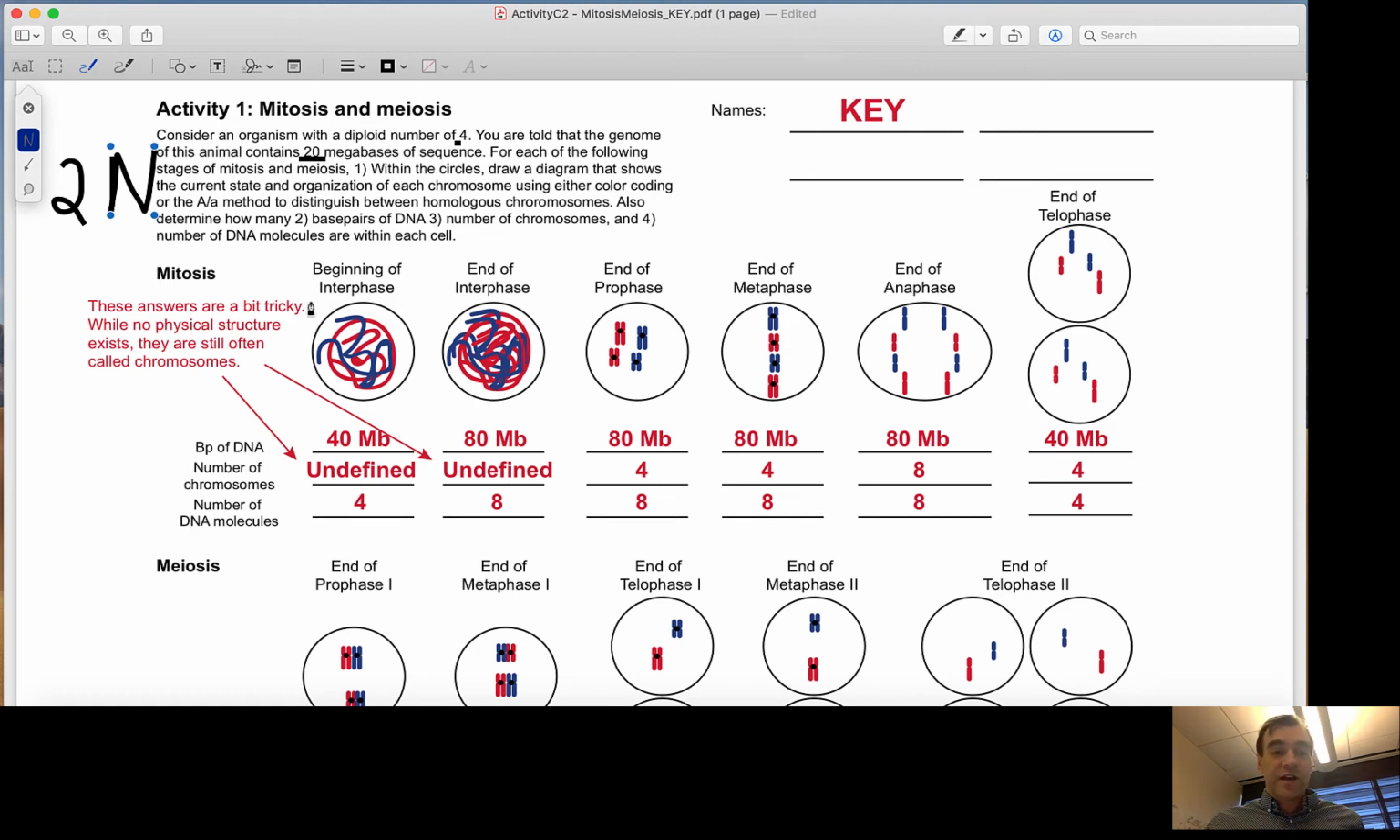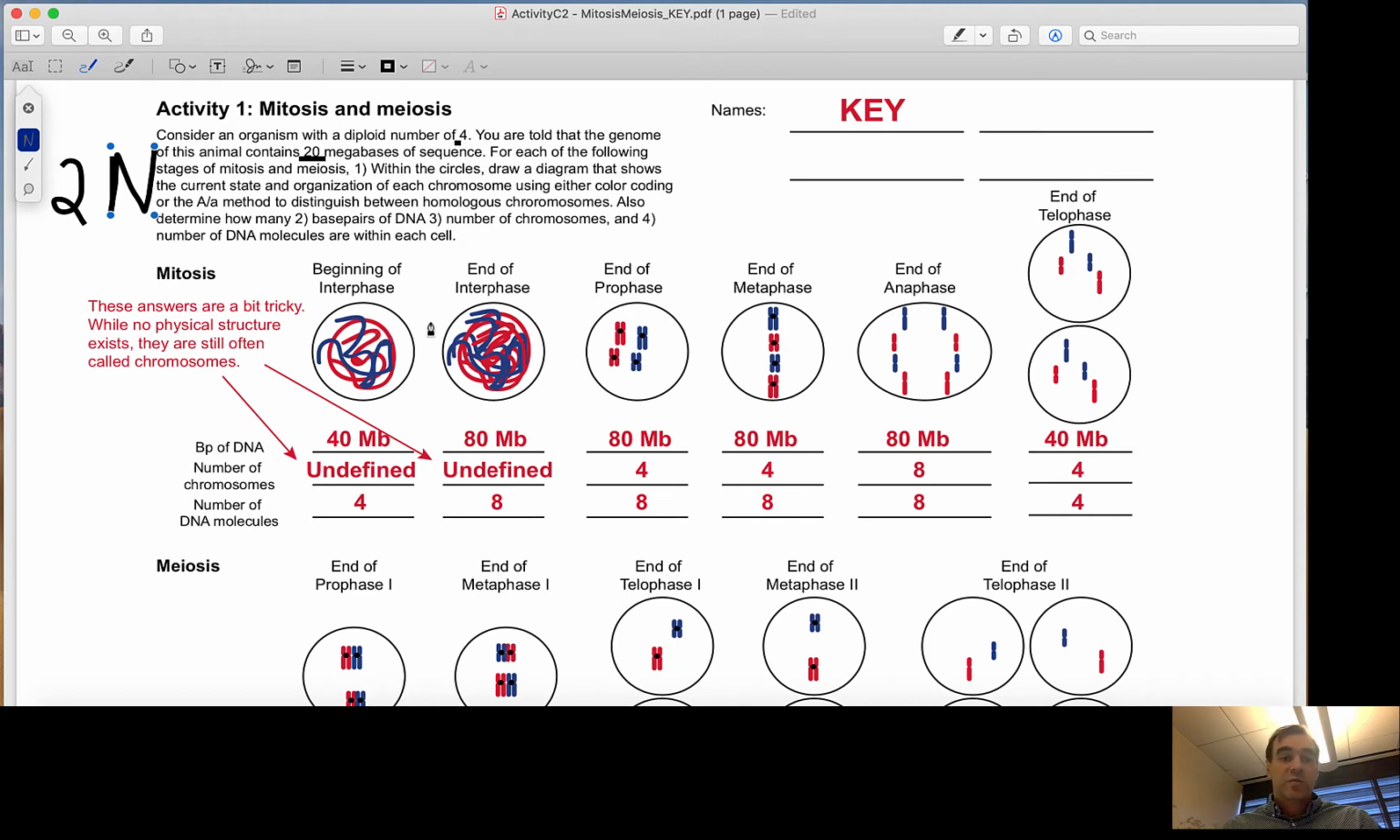So the first thing that the enterprising student might notice is that I asked you to look at the beginning of interphase and end of interphase, but these are not actually stages of mitosis. These are actually stages of the cell cycle. And at these stages, if you draw the DNA within the cell, it's important to note that the DNA is not organized at this time. It's much more randomly distributed throughout the nucleus. So we have not drawn a nucleus here, but you should also remember that DNA is contained in a nucleus within a eukaryotic cell.